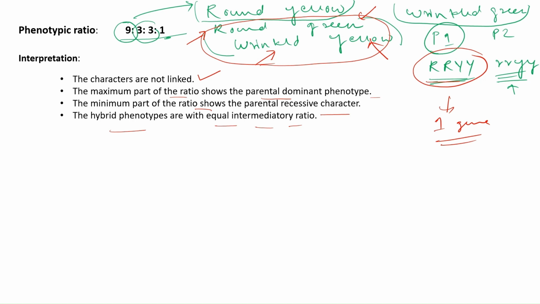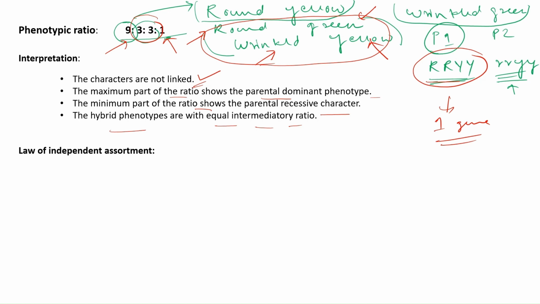Clear? Just now I explained to you that the two ratios of 9 and 1 are like the parental type, with the 9 being the dominant parental type and 1 the recessive parental type. But the in-between 3 and 3 are the hybrids of two phenotypes, having one dominant and the other recessive character. So with this ratio, the main interpretation is that the characters are not linked. They are separate. If they would have been linked, then they would have behaved as a single character.